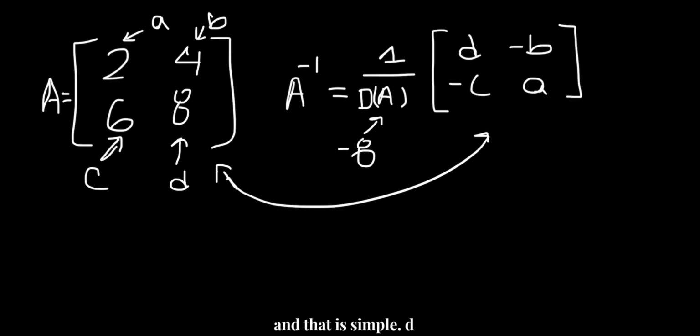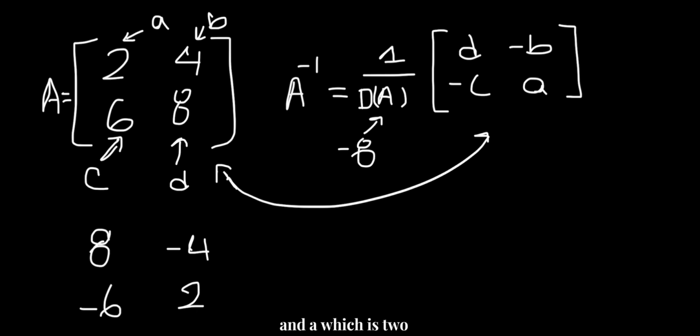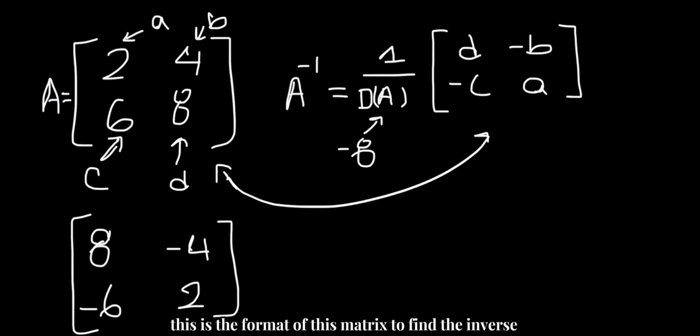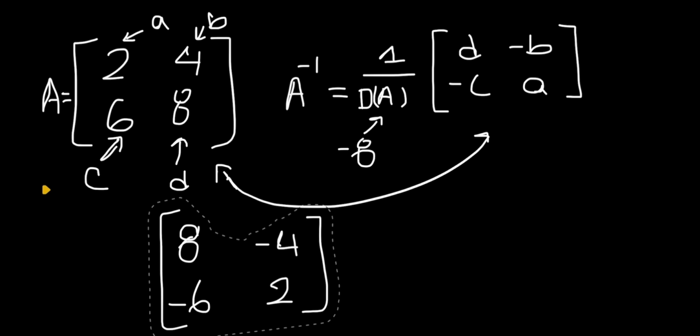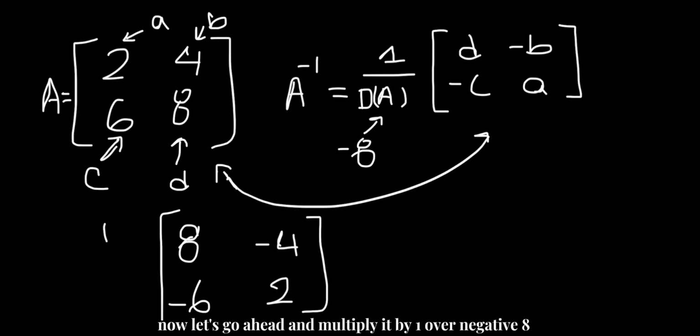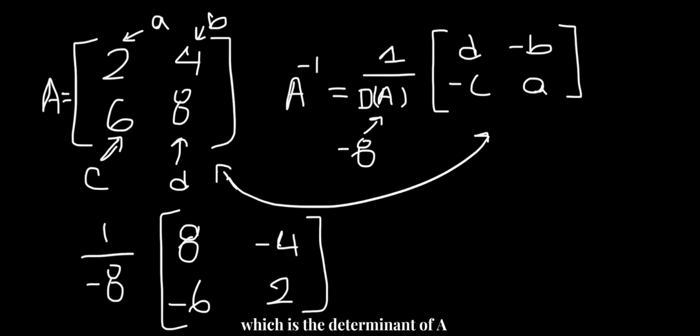And that is simple. d, which is 8, will be here. Negative b, b is 4 and it will be negative, which will be here. Negative c, c is 6, and it will be here. And a, which is 2. This is the format of this matrix to find the inverse. Now let's go ahead and multiply it by 1 over negative 8, which is the determinant of A.